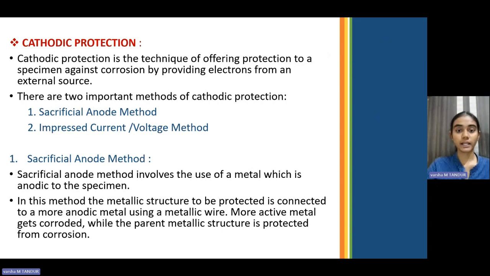Cathodic protection is the technique of offering protection to a specimen against corrosion by providing electrons from an external source. There are two important methods of cathodic protection: sacrificial anode method and impressed current or voltage method. The sacrificial anode method involves the use of a metal which is anodic to the specimen. In this method, the metallic structure to be protected is connected to a more anodic metal using a metallic wire. The more active metal gets corroded while the parent metallic structure is protected from corrosion.